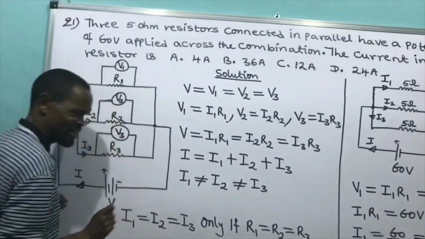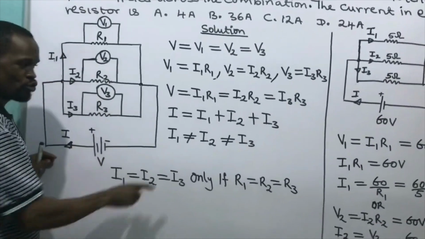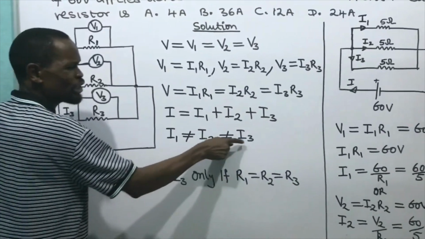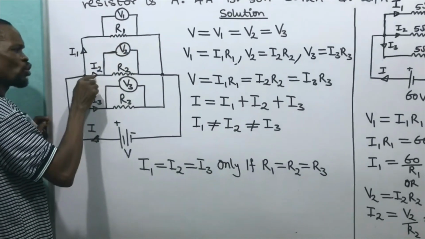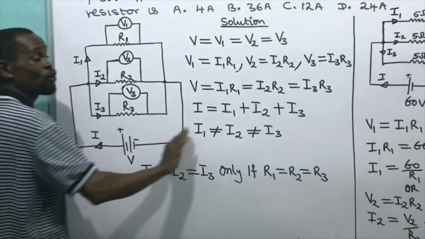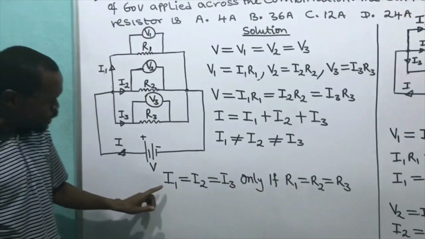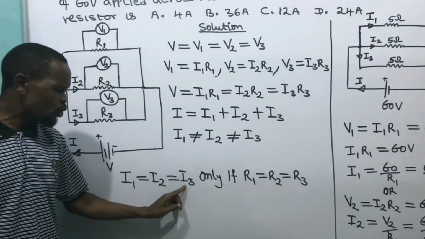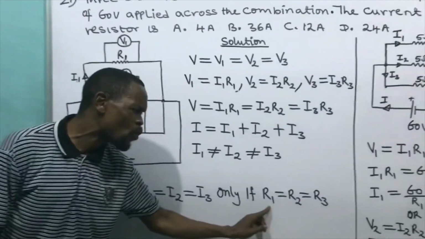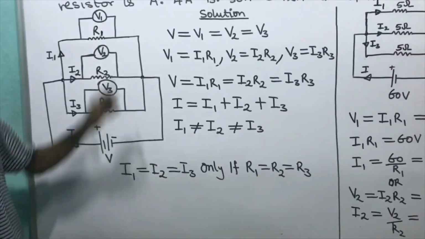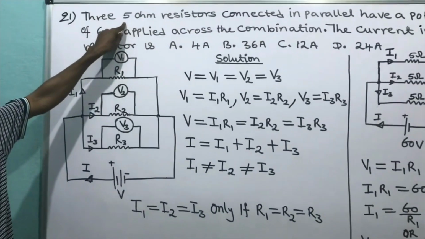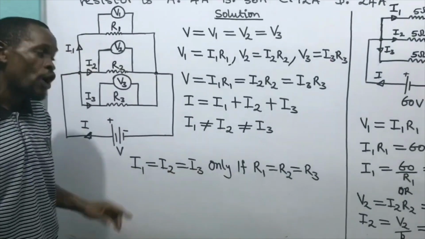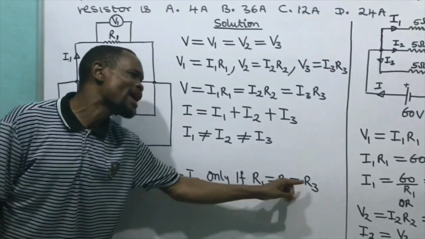Then we come back to current 1. Pay attention seriously here, that's where JAMB and WAEC will confuse you. Current 1 is not equal to current 2, current 2 is not equal to current 3, current 1 is not equal to current 3. They are not equal. They will only be equal if R1, R2, R3 are the same. That's the condition they give us here. Current 1, current 2 and current 3 will be equal to each other only if R1, R2, R3 are the same.